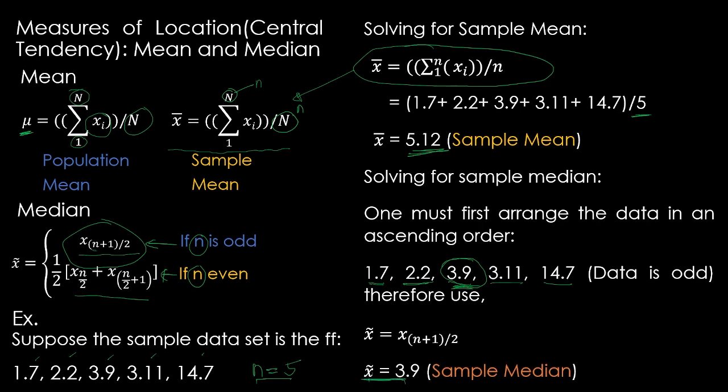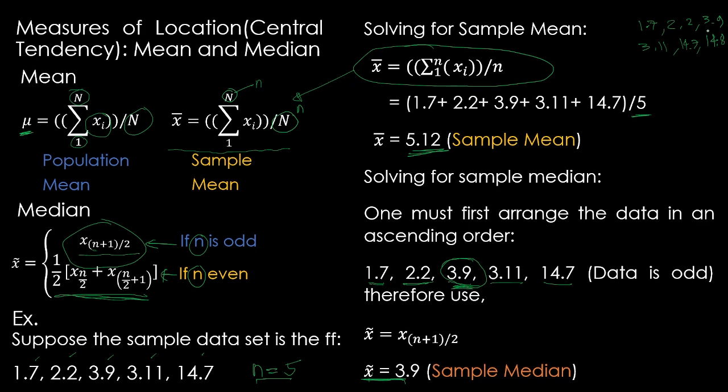Sir, paano sir kung ang sample size ay 6? If the sample size is 6, meaning it is even, di ba? If it is even, we're going to use this formula right here. So let's try to make an example. Let's use this sample and add another data. So we have 1.7, 2.2, 3.9, 3.11, 14.7, and let's just add 14.8. It is arranged in ascending order.